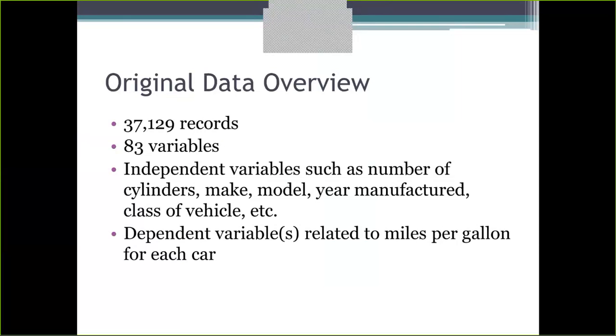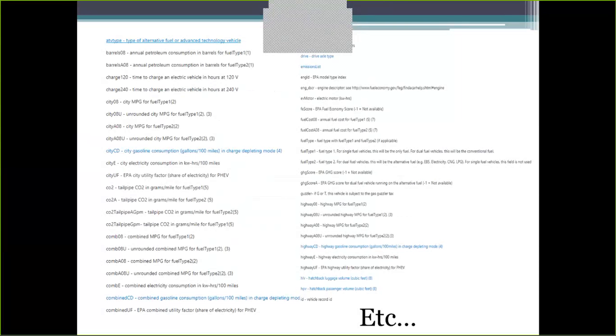It has a lot of independent variables, such as number of cylinders, make, model, year, manufacturer, just basically anything you can think of with your car, any aspect of it. That's going to pretty much be in this data set. And it also has dependent variables, which are basically miles per gallon, but I'm going to get to that in just a minute. So this is one example of how much data was in this original data set.